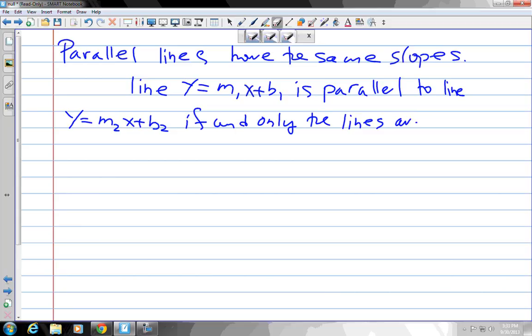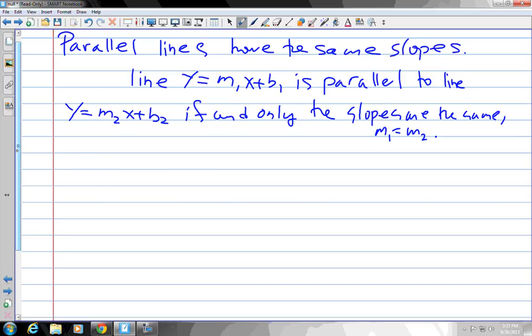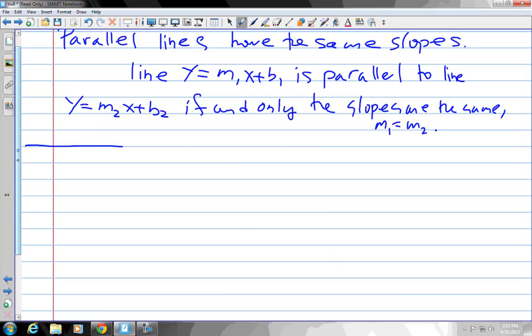Okay, that's a stupid statement. If and only if the slopes are the same. Sorry. In other words, m1 equals m2. So the slopes of both lines are the same. So if the two lines are parallel, then the slopes are the same, and if slopes are the same, the two lines are parallel. Is that okay? So basically, that's all you need to get out of that long statement.